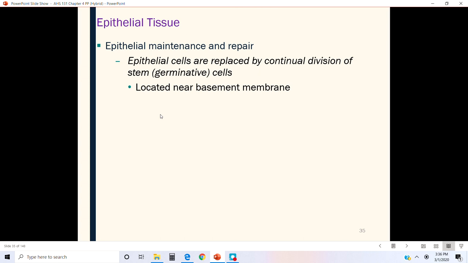So that concludes this lesson. In our next lesson, we'll take a look at the classification of our epithelium.